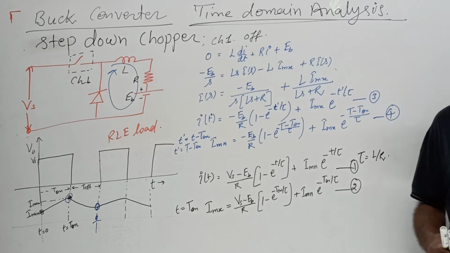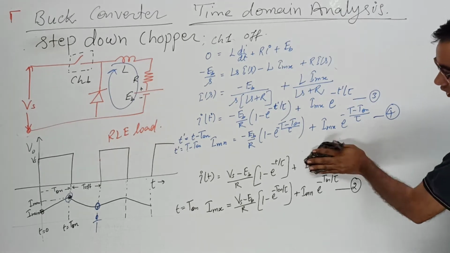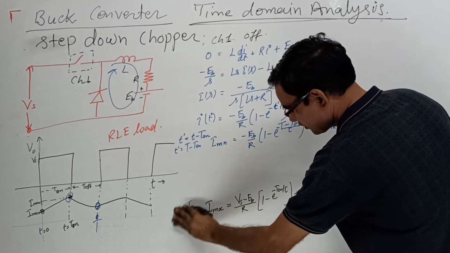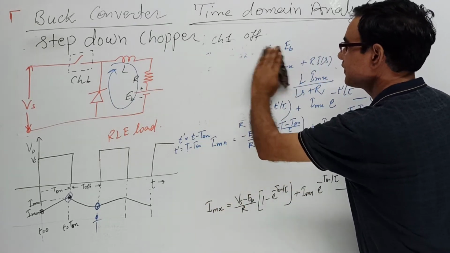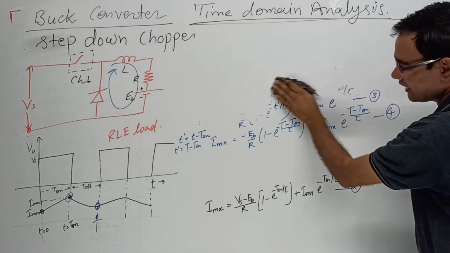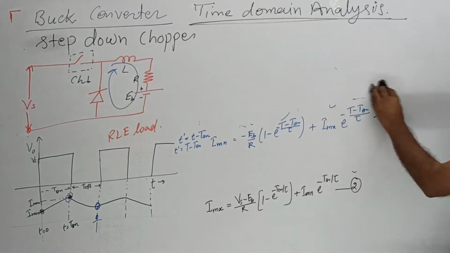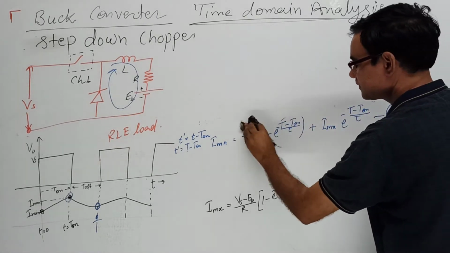Now we have the two equations, 3 and 4, and from these two equations we can find the values of minimum and maximum, because these two are the variables.